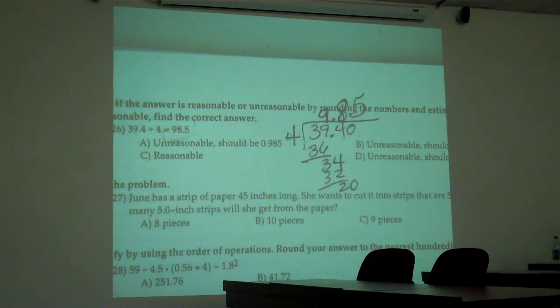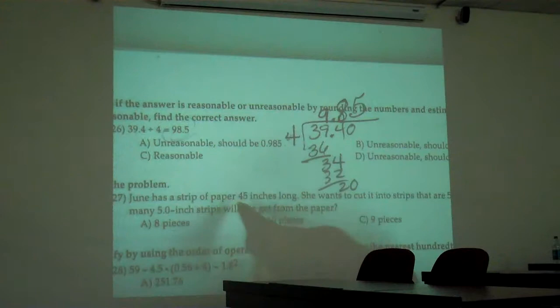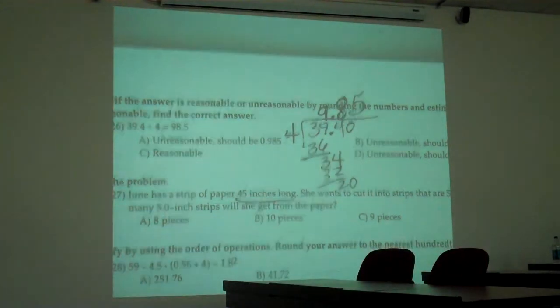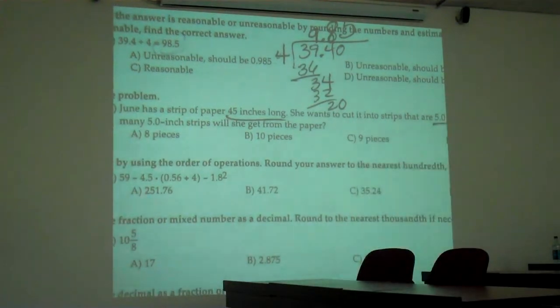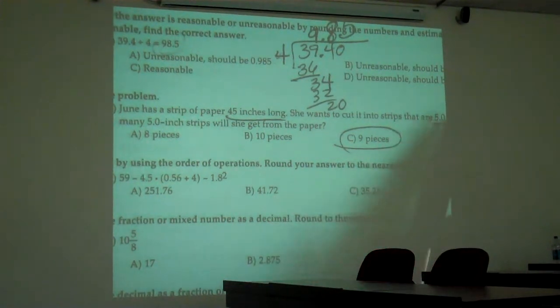27. June has a strip of paper 45 inches long. She wants to cut it into strips that are 5 inches long. How many 5-inch strips can she get? 9 exactly, right? 9 pieces. Just divide it. What she's got, how long she wants to make them.